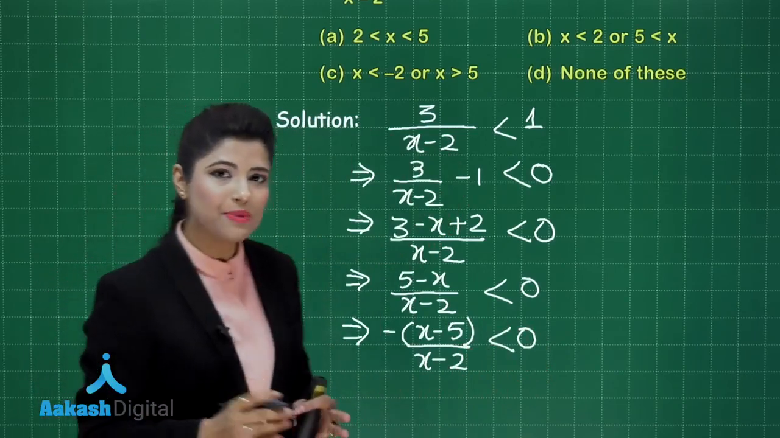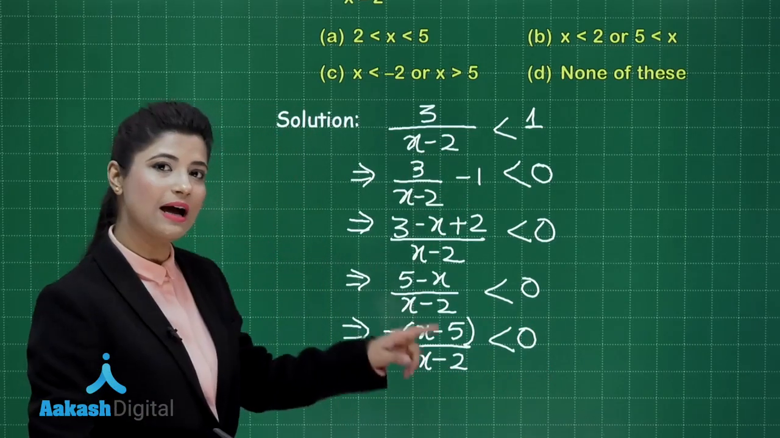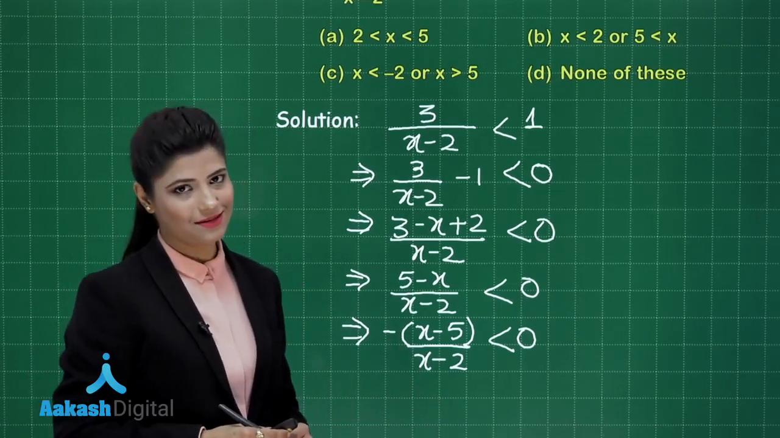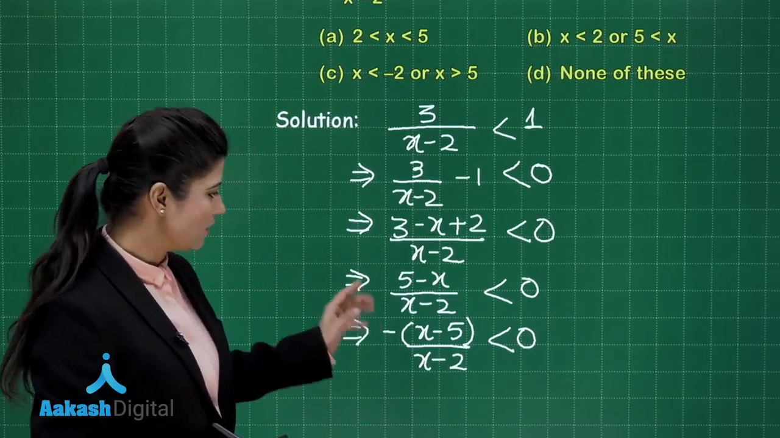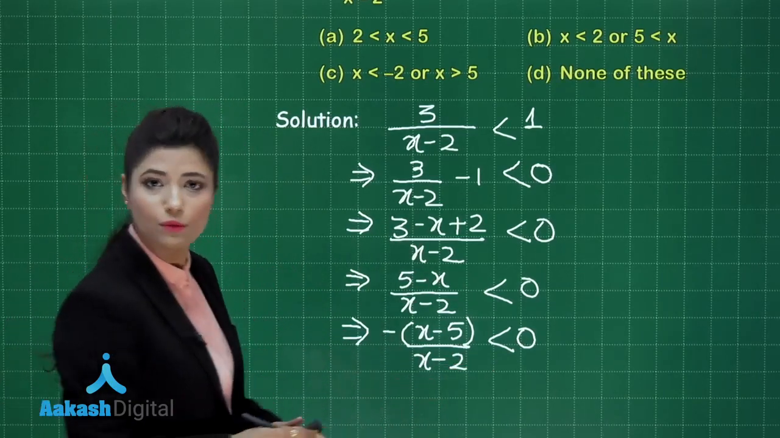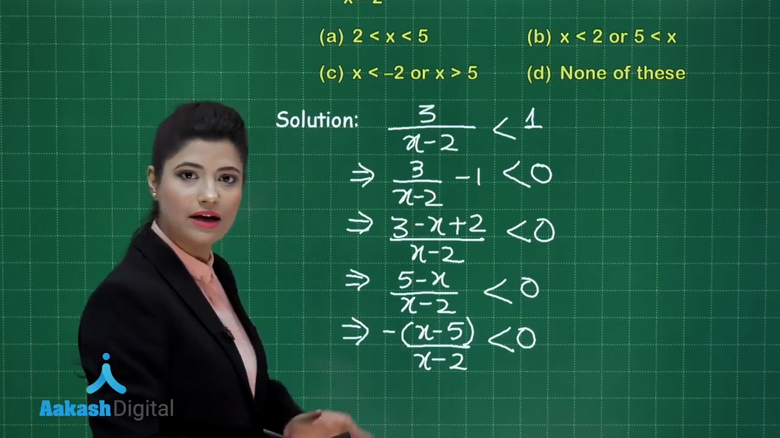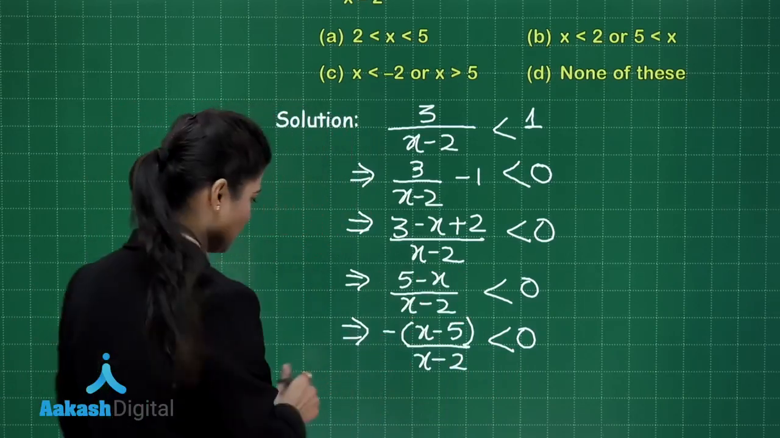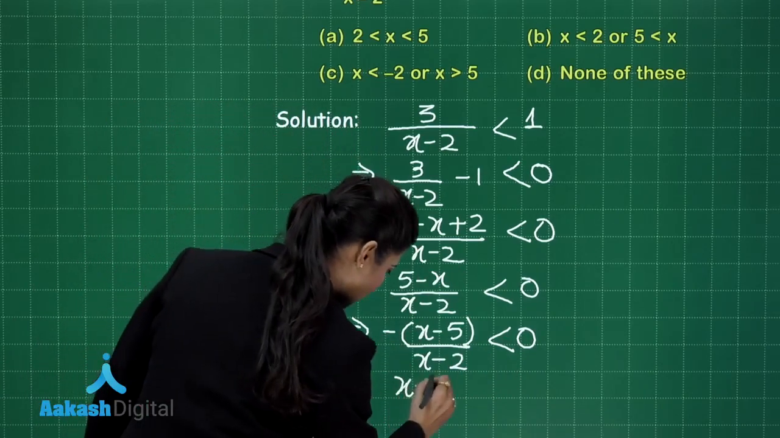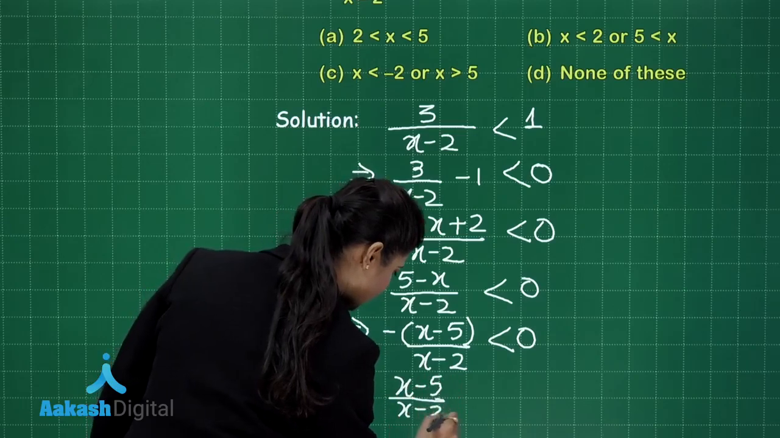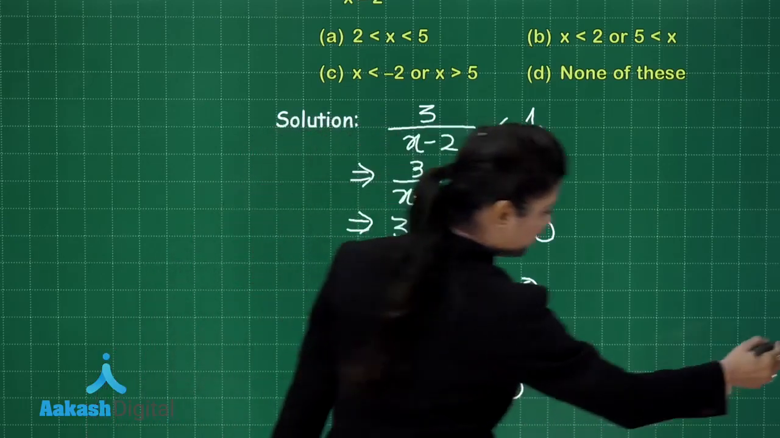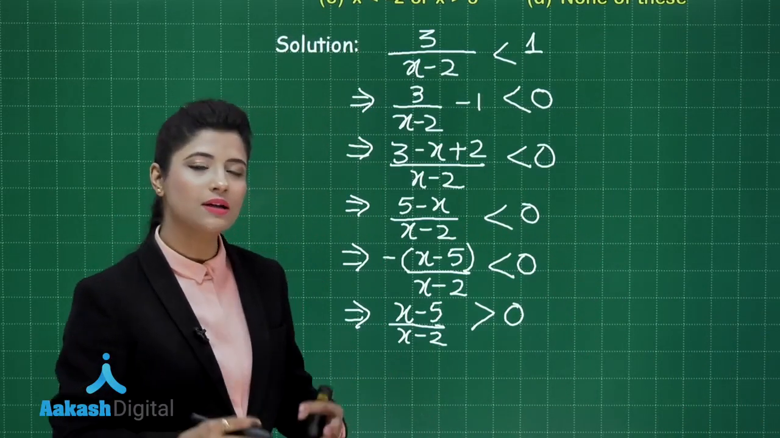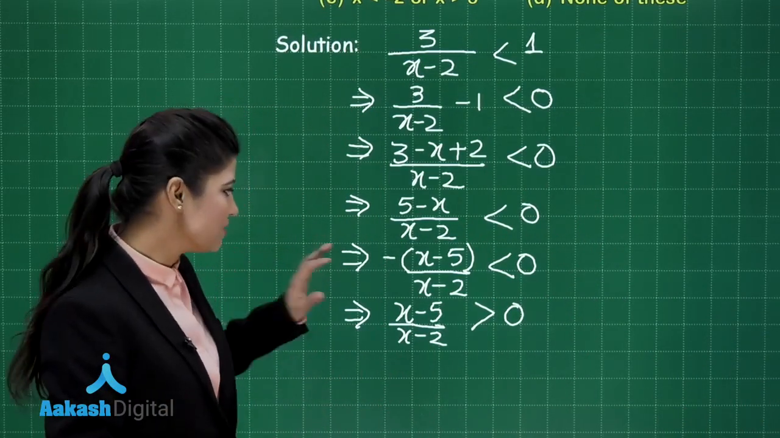Now what happens in case of inequality? If you multiply a negative quantity on both the sides of an inequality, the sign of inequality changes. Right? So we have a minus sign here. In order to eliminate this, I'll be multiplying minus 1 on both the sides. The moment I multiply minus 1 on both the sides, this inequality changes from less than to greater than. Okay? And here it becomes x minus 5 upon x minus 2 greater than 0. So this is the inequality. Now on the basis of this, we'll try to figure out the possible values for x satisfying this condition.